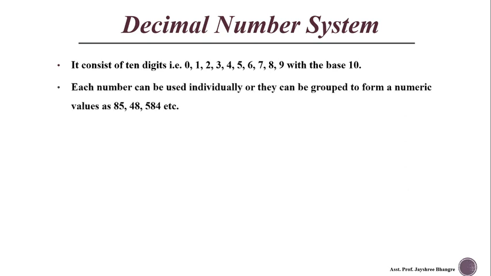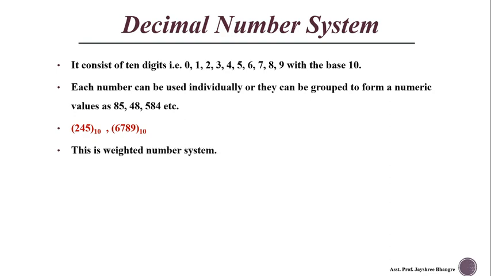Each digit can be used individually, or they can be grouped to form numeric values such as 85, 48, 584, or we can combine more digits and represent 1348 or 1 lakh in this way. So we can write any number by combining these digits. We can write decimal numbers in this form: here 245 is a decimal number, and 10 is written at the base of this number. This represents that it is a decimal number.